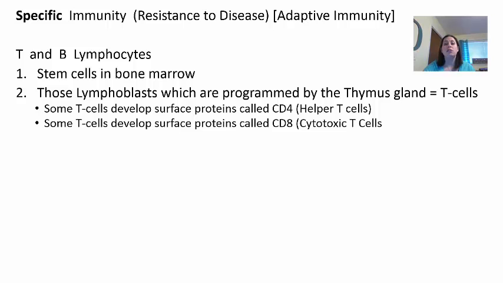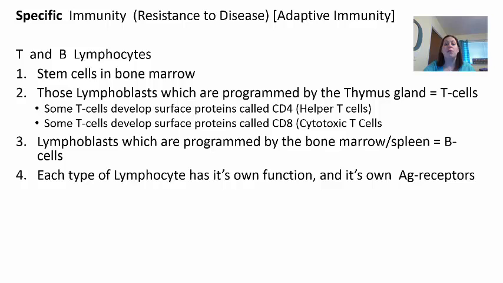A lot of times they're termed as helper T cells. On the other hand, other T cells, as they mature, develop surface proteins that are called CD8 proteins. These are CD8 T cells, also known as cytotoxic T cells. Now, lymphoblasts, when they get programmed in the bone marrow or the spleen, are known as B cells. Okay, so they are going to have a different job than the T cells.